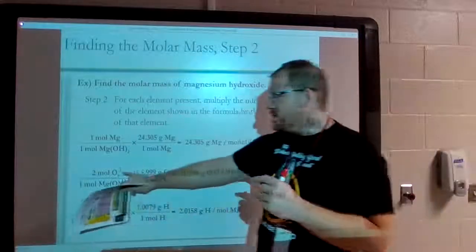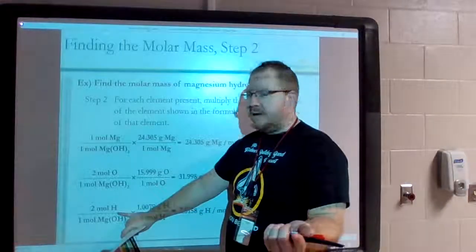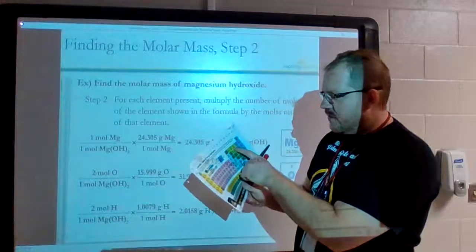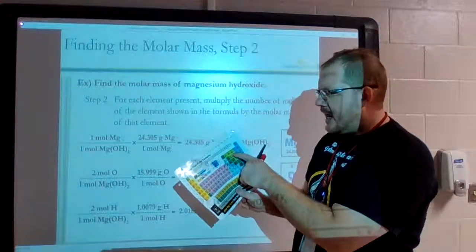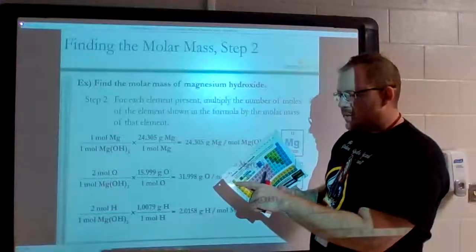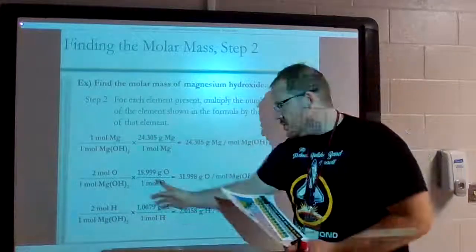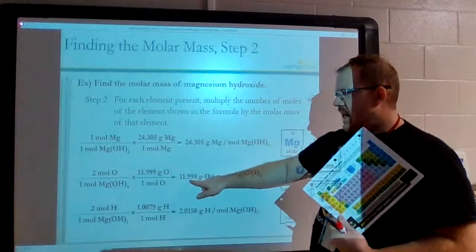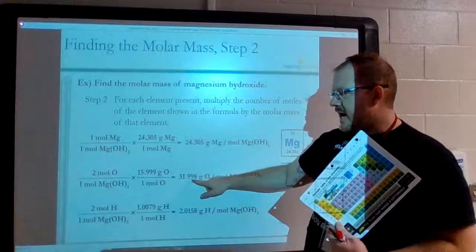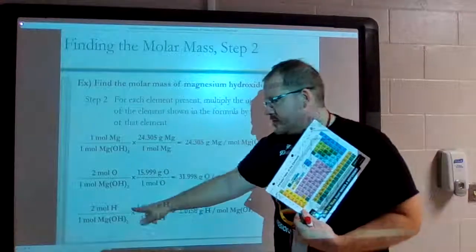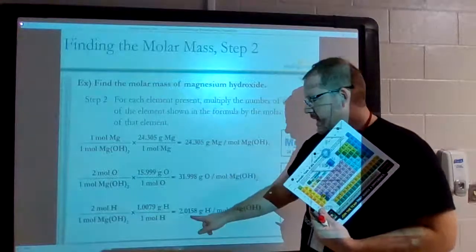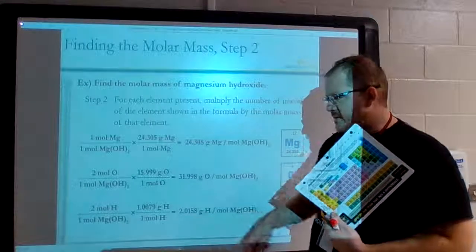The oxygen and the hydrogen I'm multiplying by 2. So I take my 2 oxygens, multiply by the weight of 1 oxygen, which is 15.999. Take my 2 hydrogens, multiply by the weight of 1 hydrogen, which is 1.008. Multiply those out. And the oxygen now, instead of 15.999, weighs 31.998. And the hydrogen, which one of them weighs 1.0079, now weighs 2.0158.